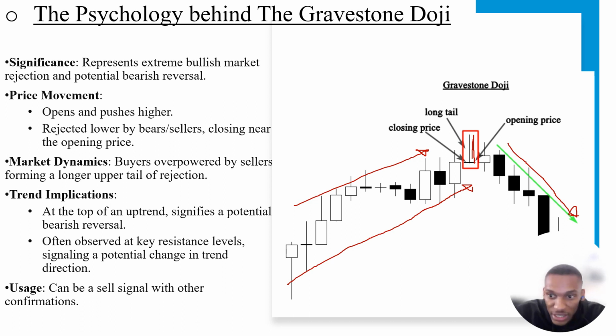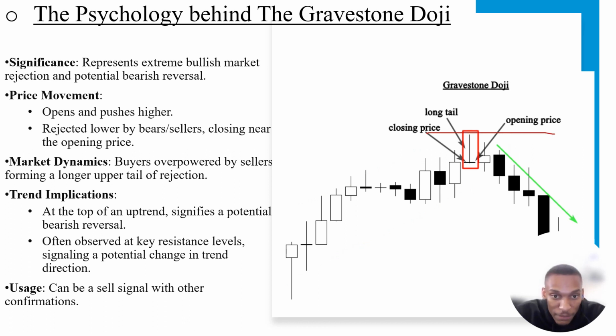We can also use it as a sell signal at the top of the trend with other confluences, of course. So when you're analyzing and you happen to spot a resistance here, you can use it as a sell signal. And you can also use it as an exit signal.